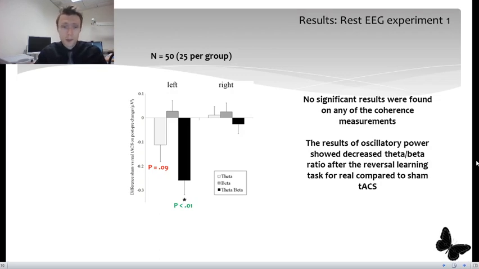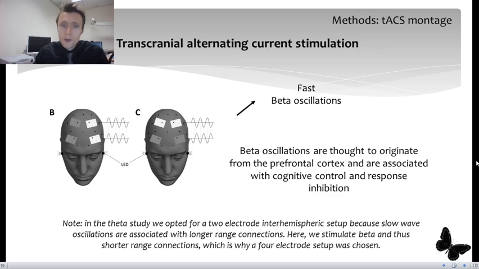All right, so after that we thought, okay, theta-beta ratio, that's interesting, but there is a beta in theta-beta, so we should also have a look at the beta oscillations.